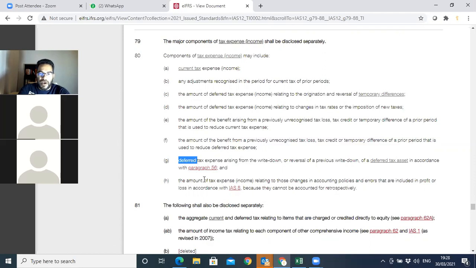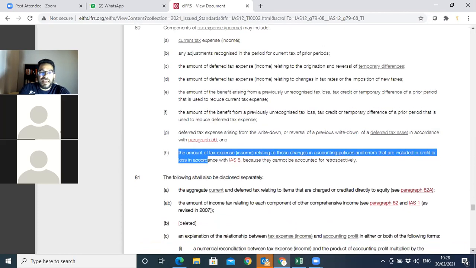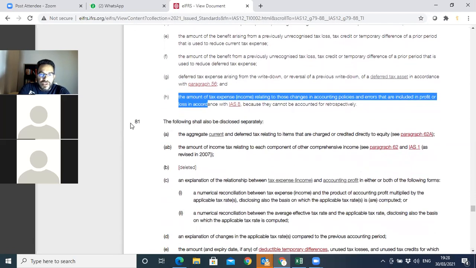And then the amount of tax expense relating to changes in accounting policies. If there's a change in accounting policy, we have to show it separately. Okay, nothing in this question. So G and H are not in this question. B is not in this question. D is not in this question. Then they say 81(c)(i). Okay, so here's 81. The following shall also be disclosed separately.